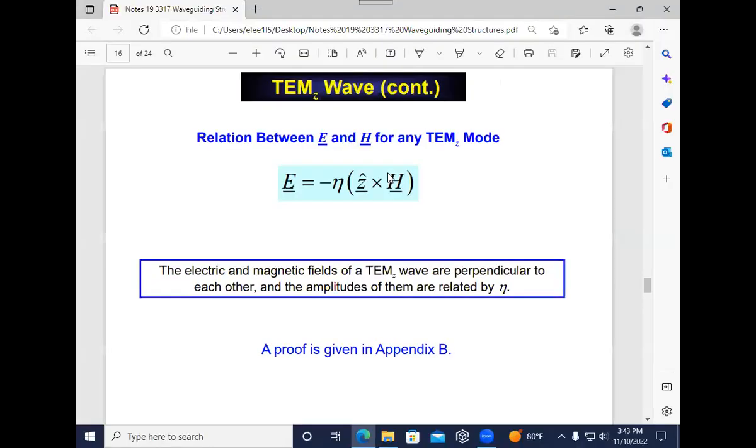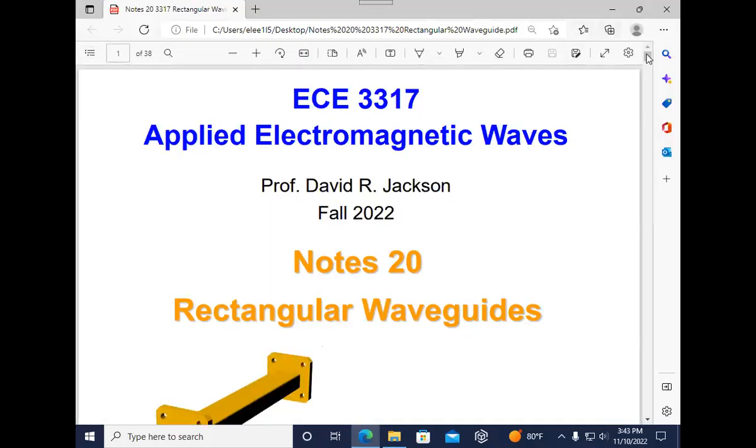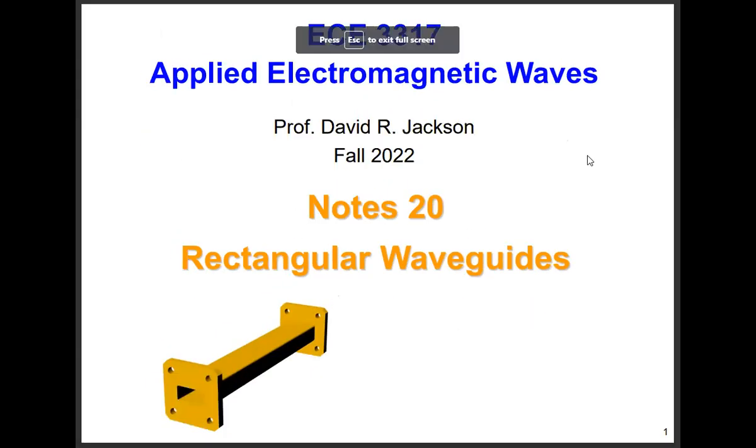Okay, so let me just get a running start. That's all we can do. But anyway, a running start on notes 20, and of course, that'll be the main topic for Tuesday. Okay, the good old rectangular waveguide. Maybe on Tuesday I'll steal one from the lab and bring it with me.